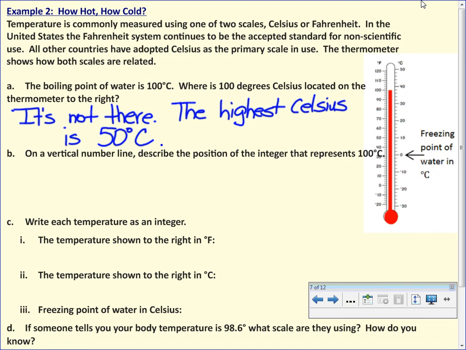On a vertical number line, describe the position of the integer that represents 100 degrees Celsius. So on vertical, which means going up and down, where would we find 100 degrees? At the end, so well, it doesn't have to be at the end, because we just drew number lines and we could put them wherever we want. Where would it be?